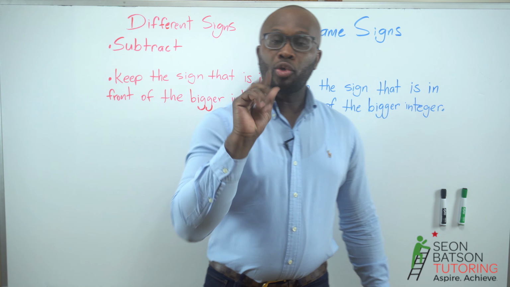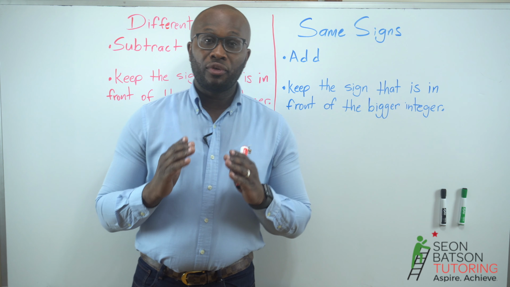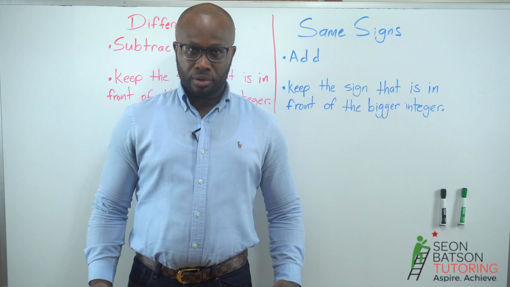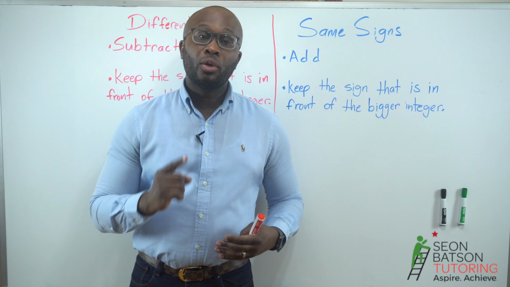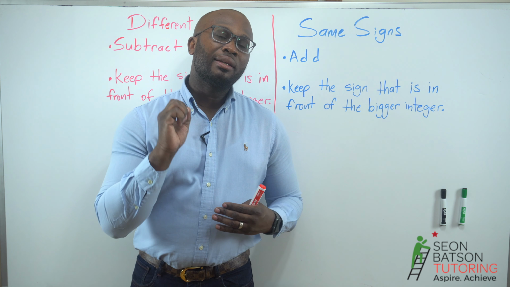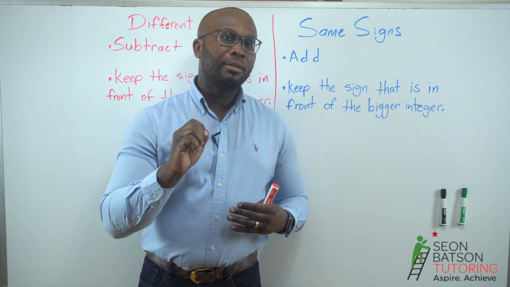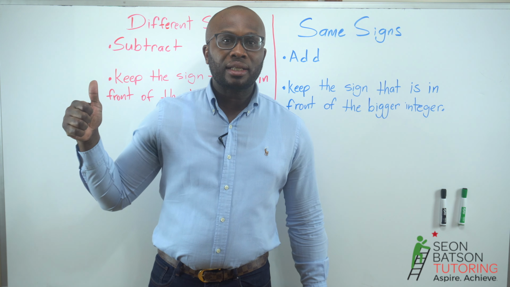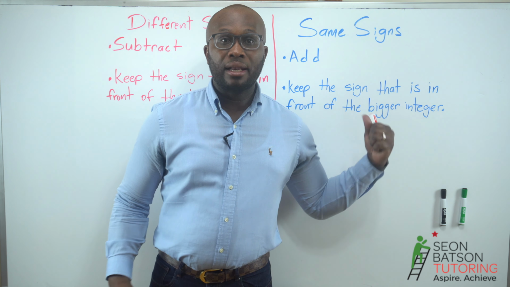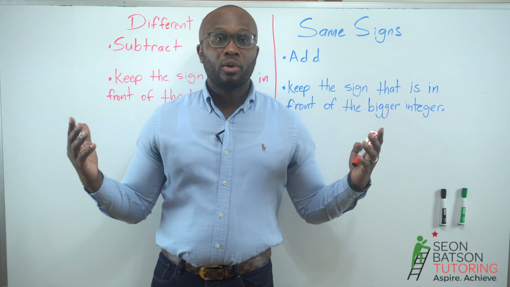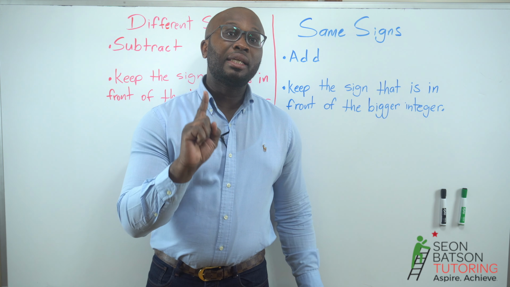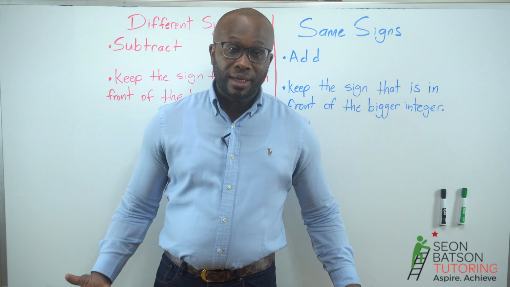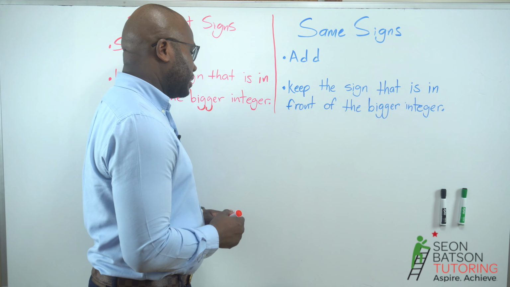Rule 2 says, if the signs that are in front of the integers are the same or alike, we will add the integers. When we are done adding, we will again keep the sign that is in front of the bigger integer. So, two simple rules. Different signs we subtract. Same signs we add. However, very important, whether we add or subtract, we must keep the sign that is in front of the bigger integer. Get it? Very simple. Let's try a few examples.